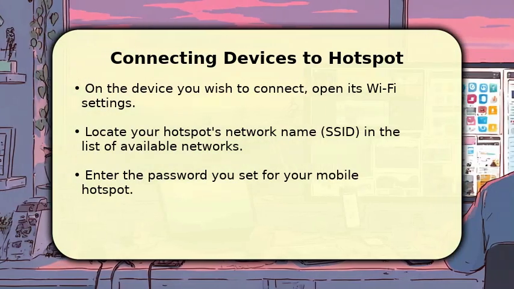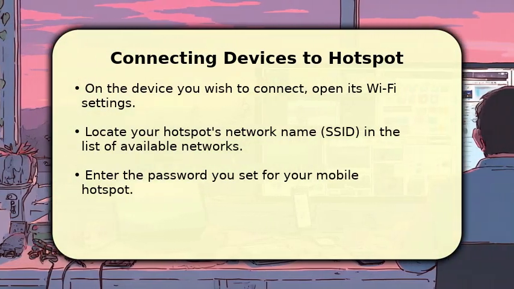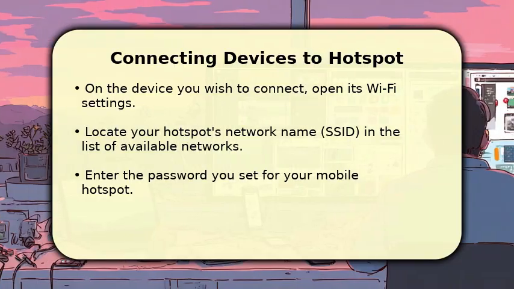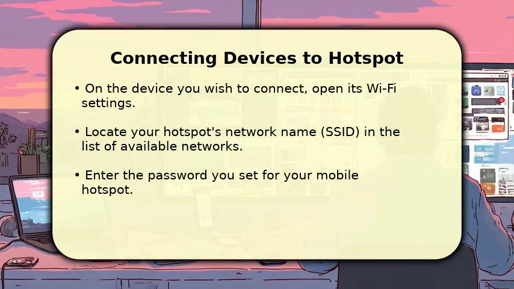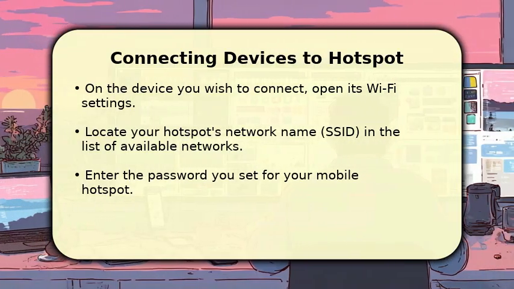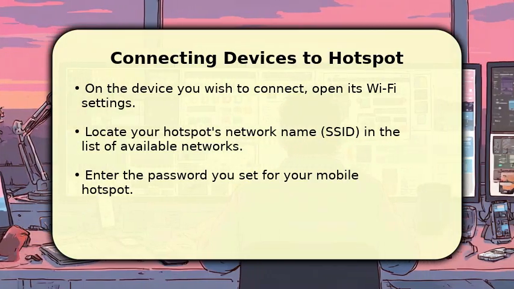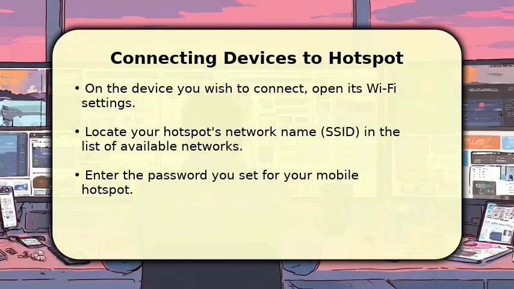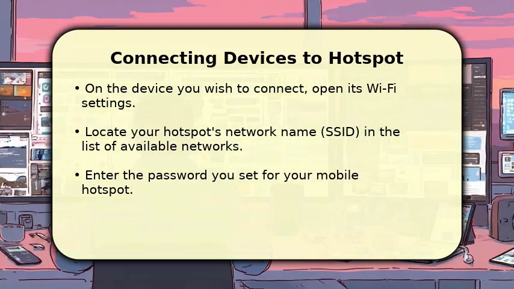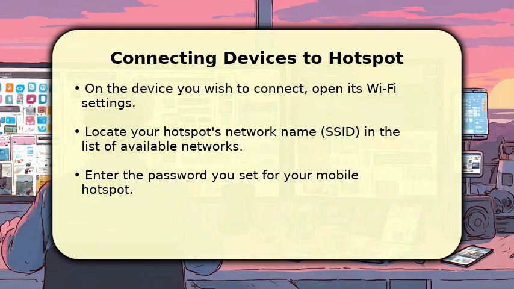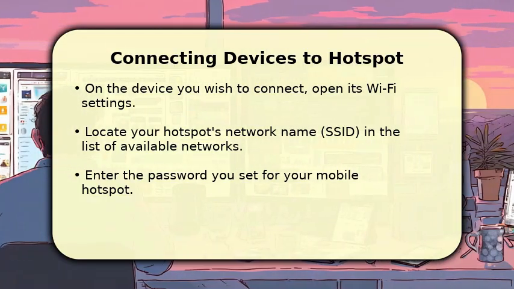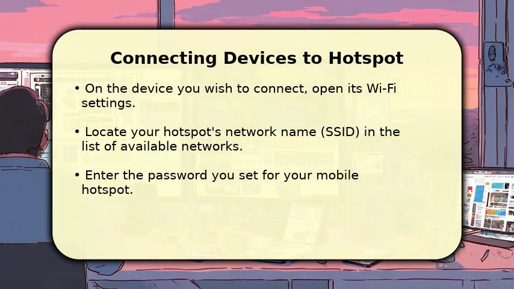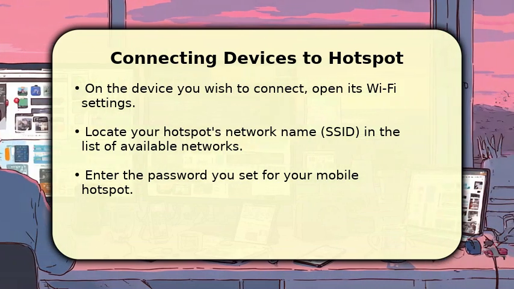Now that your mobile hotspot is configured, connecting other devices is straightforward. On the device you want to connect, whether it's a laptop or another smartphone, open its Wi-Fi settings. You'll see a list of available networks. Find your hotspot's network name, the SSID you set earlier. Tap on it, then enter the password you created. Once confirmed, your device will connect, and you can start browsing the Internet using your phone's cellular data.